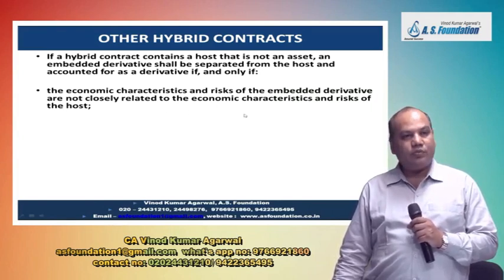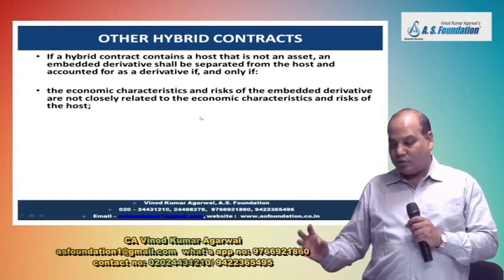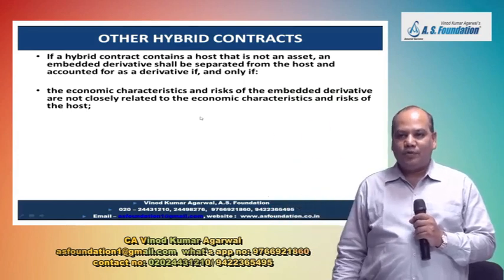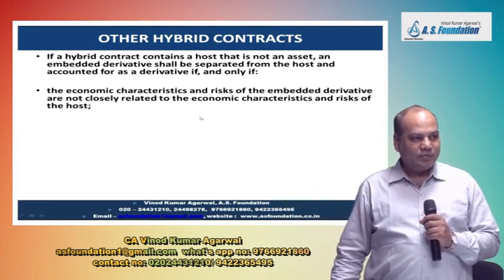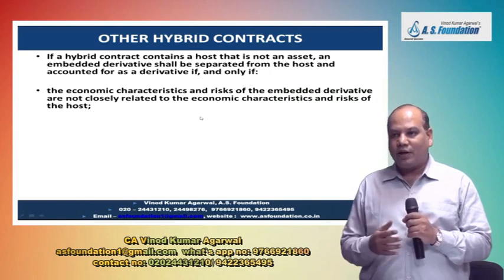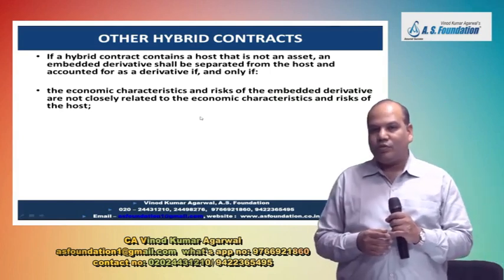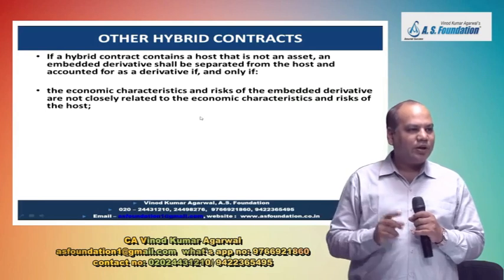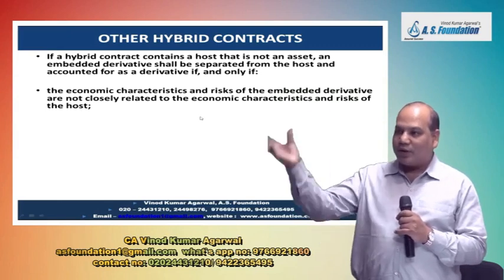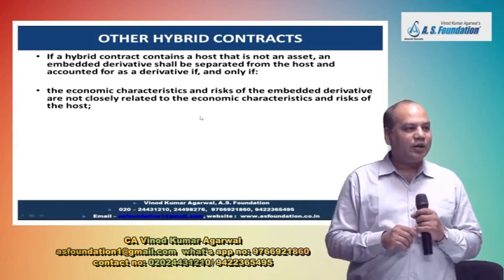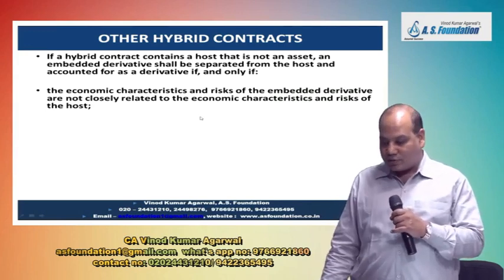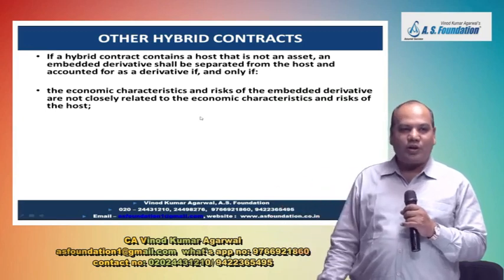So sometimes the derivative may be like this, that the rate of interest will vary with the change in the value of gold price. Rate of interest will vary with the change in gold price. And suppose the underlying is a debt instrument. Now the debt instrument value changes due to change in market rate of interest. The price of gold may vary due to other factors, not because of the change in market rate of interest. It depends on demand and supply of gold and other factors. So in that case, they are not closely related.